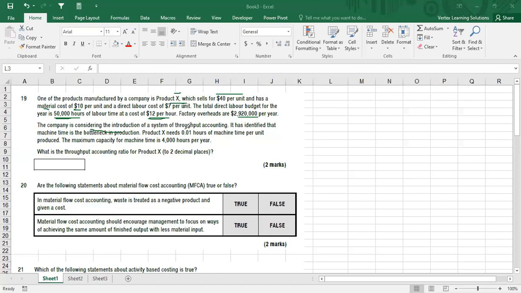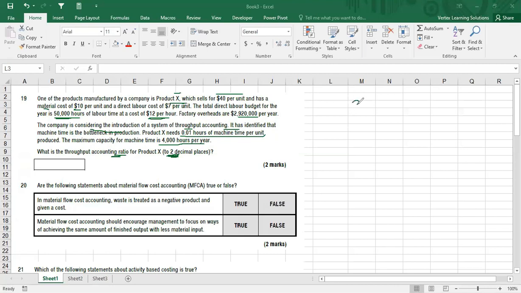Product X needs 0.01 hours of machine time per unit produced. Okay. The maximum capacity for machine time is 4,000 hours per year. And product X needs 0.01 hours of machine time per unit. What is the throughput accounting ratio? So you have to calculate the TPAR ratio to 2 decimal places. It is very important, because when you do the calculation and show it in 1 decimal place, you will lose marks. Okay, you have to make it 2 decimal places.